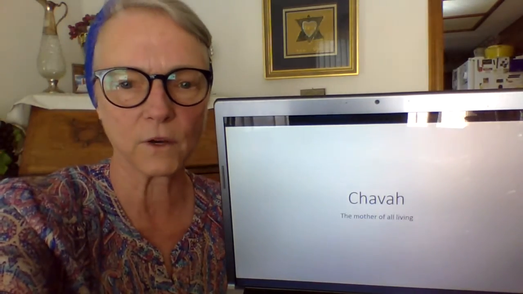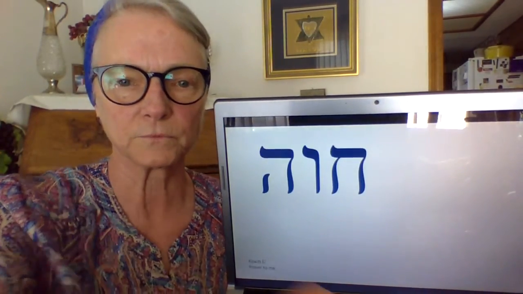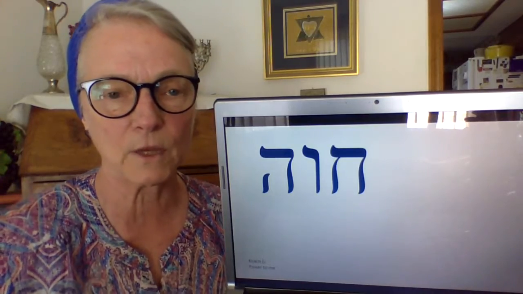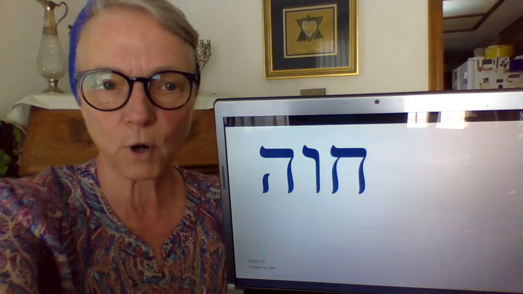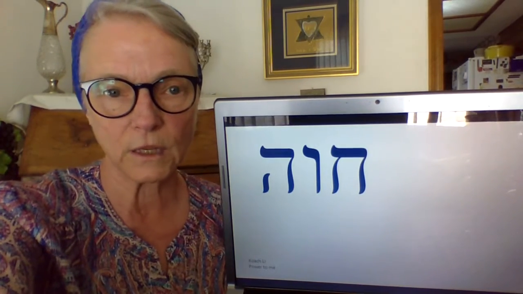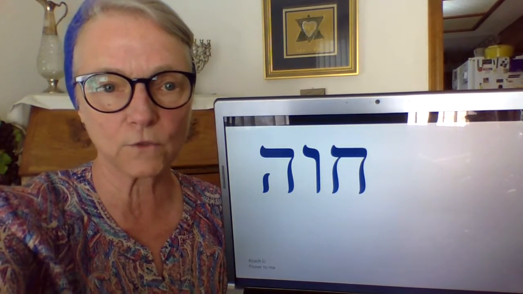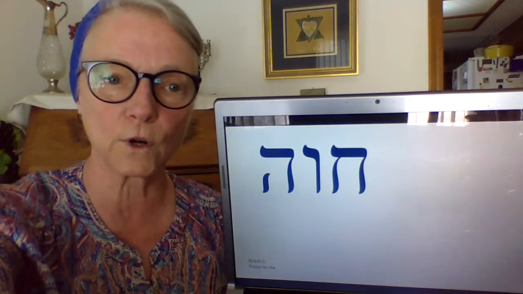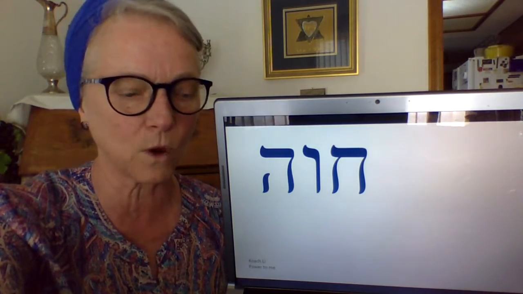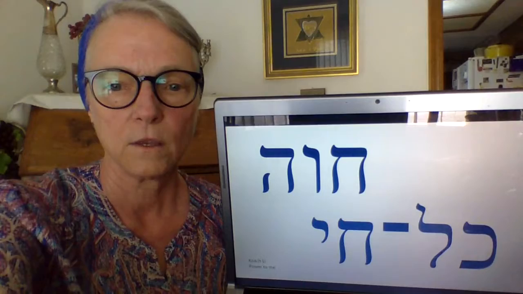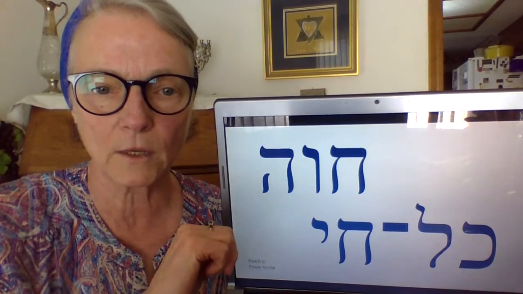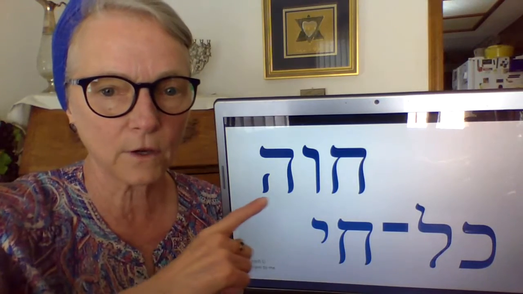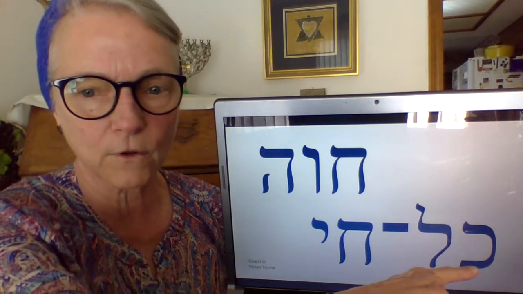Let's learn about Chava, the mother of all living. This is Chava's name in Hebrew. We see the Het, the Vav, and the He. She was prior to the fall, prior to the eating of the tree of the knowledge of good and evil, she was the woman, or Ishto, his wife, Adam's wife. After eating the fruit, Adam, the man, named her Chava because she was the mother of all.